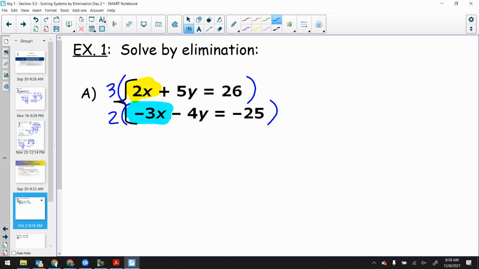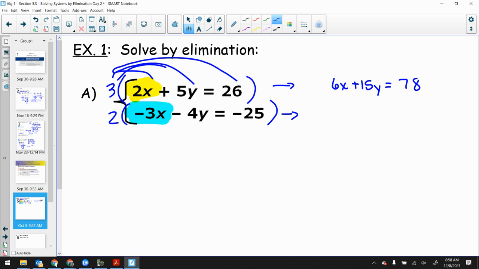Yes, Sid. So what would happen if you didn't go to that? Because you could do... Yeah, see, that's why I'm going to do this a second time, and you're just going to watch. So hold that thought. Now, we just multiply in the 3. We get 6x. We get 15y. We get 78. Look at the bottom. Negative 6x minus 8y, negative 50.